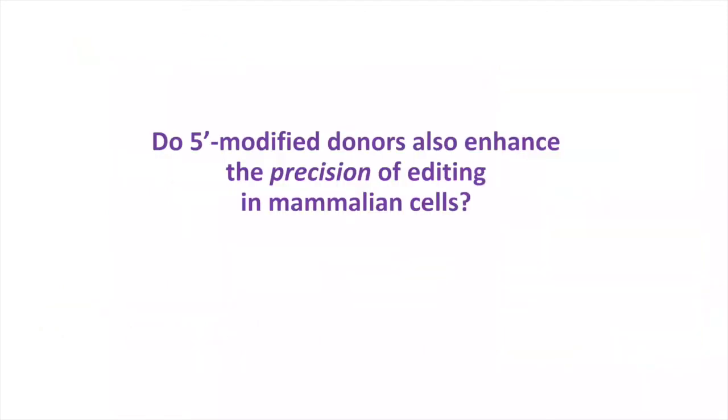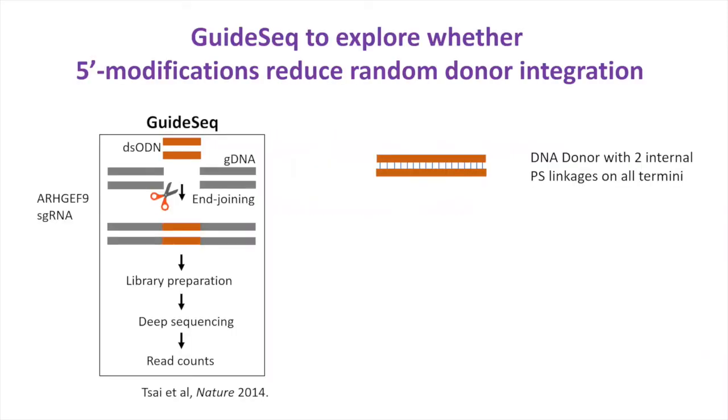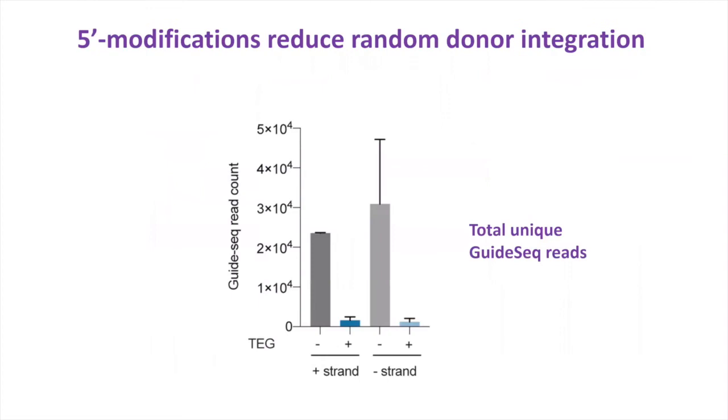Okay, so that's good for efficacy. We've just heard a great talk from Dr. Jacoby about the precision of editing. And so we used the technique that she mentioned called GuideSeq to explore whether 5' modifications also reduce random donor integration in the genome and therefore increase precision of editing. And so this is a double-stranded DNA donor. It has 2 internal phosphorothioate linkages on all the termini to protect it from nuclease degradation. And we compared it to one with a 5' tag on both strands. And you can see that indeed, we do see a reduction in random donor integration at both on and off-target cleavage events. So that's good news.